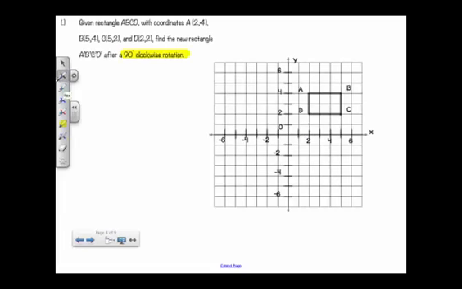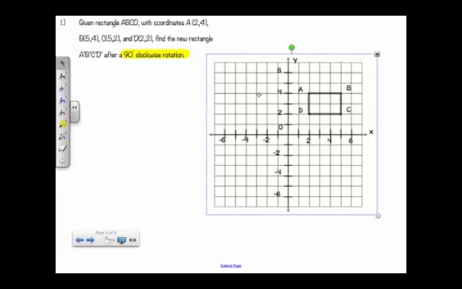So let's go ahead and look at this paper right here. I am literally going to turn my entire paper. If I had the paper in front of me, I would have turned my entire paper. You need to turn your entire paper. I'm just going to turn the graph. And I'm going to turn the paper based on what it said. It says to rotate it 90 degrees clockwise.